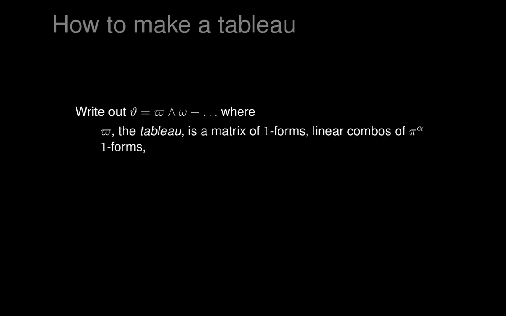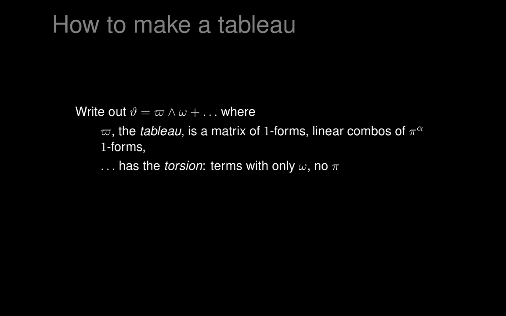What's going on here, though? The var pi matrix is supposed to be our tableau matrix. It's supposed to consist of linear combinations of pi's, and then we have our omega column, and then we have dot dot dots. So var pi is called a tableau. It's a matrix of one forms, and those one forms are only allowed to be linear combinations of pi's. It's then wedged with the various omegas. So the terms that can appear in var pi wedge omega are exactly the terms that have one pi factor in each term, and then nothing but omegas.